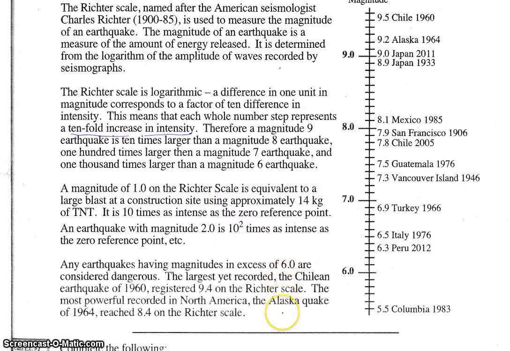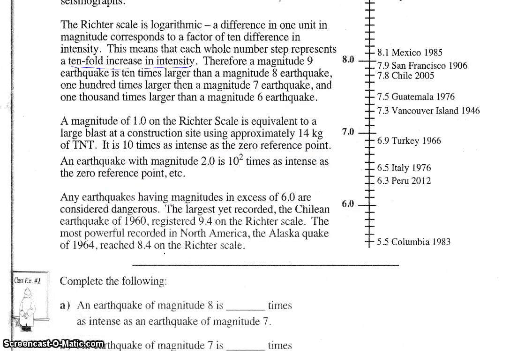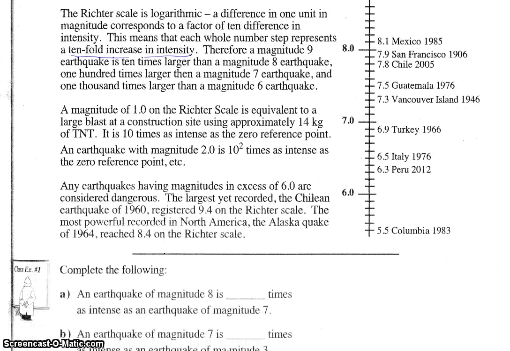Now, where does it all start? Well, a magnitude of 1.0 on the Richter scale is equivalent to a large blast at a construction site using approximately 14 kilograms of TNT. And that would be 10 times as intense as the 0 reference point. So an earthquake with magnitude of 2 is 10 to the 2 times as intense as the reference point of 0. Any earthquake above 6 is really considered dangerous.